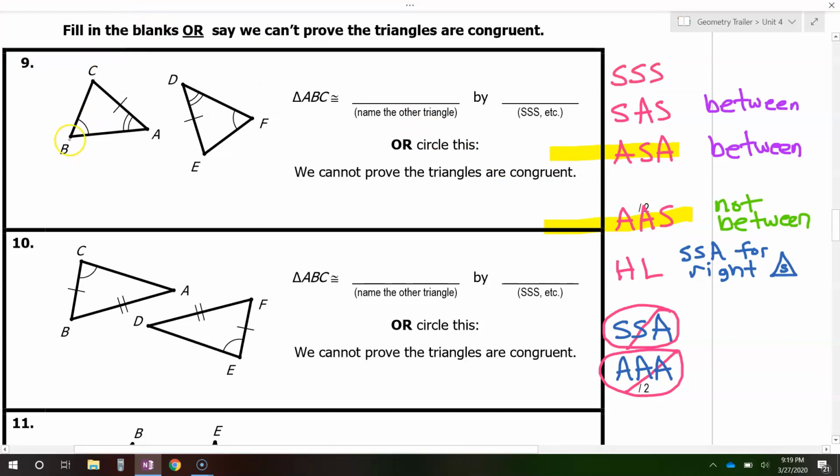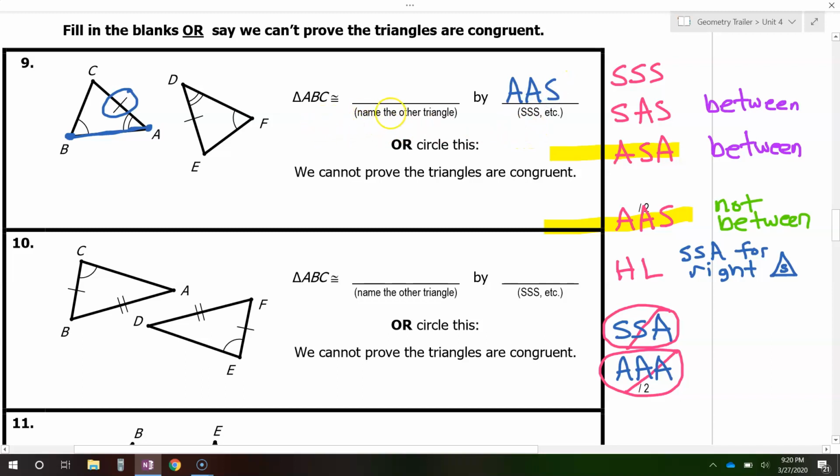So, look, here's one angle that is marked, here's the other angle. If I connect those dots, that shows me the side that is between those 2 angles. Notice that the side that is marked is not between the 2 angles. So because it is not between, that makes this an angle, angle, side situation. So I'm going to go ahead and put angle, angle, side.